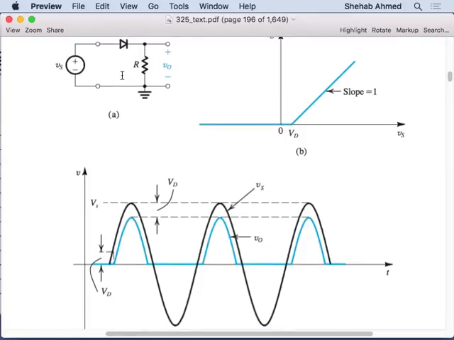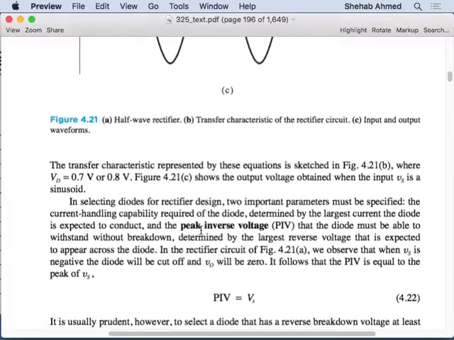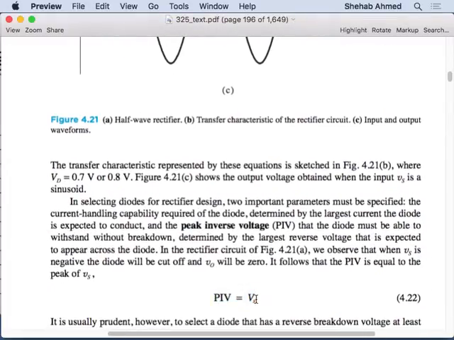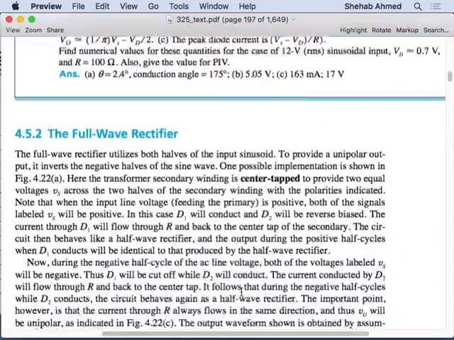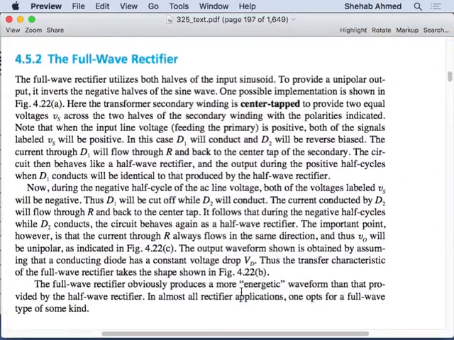Here we will just look at some of the waveforms as a motivation for applications of diodes. We're okay with the waveform now? And again, we said that the peak inverse voltage is Vs, the blocking voltage that we just discussed. This is called a half wave rectifier.